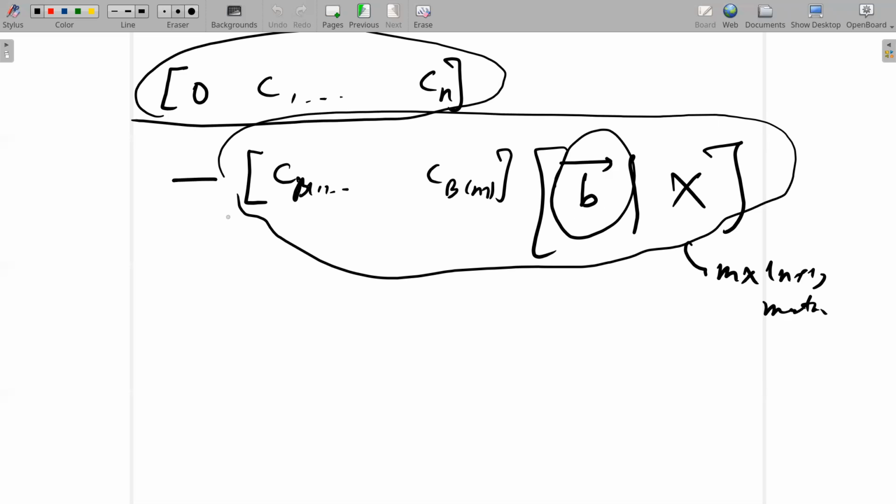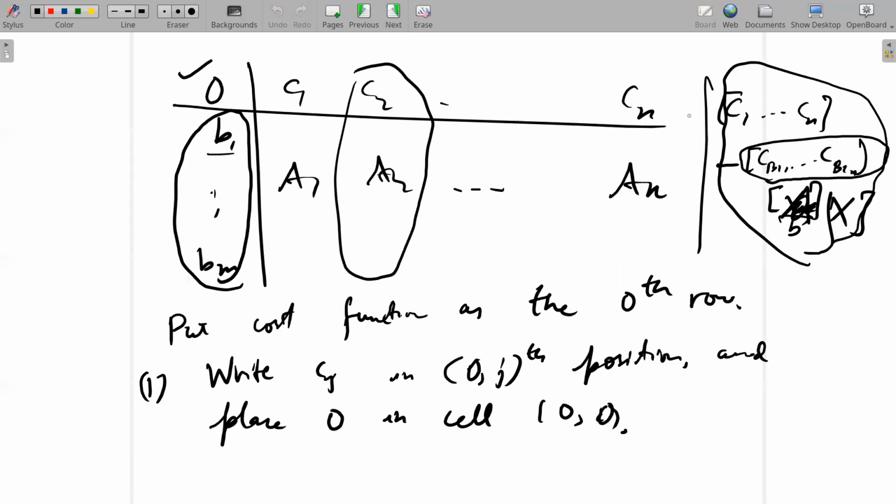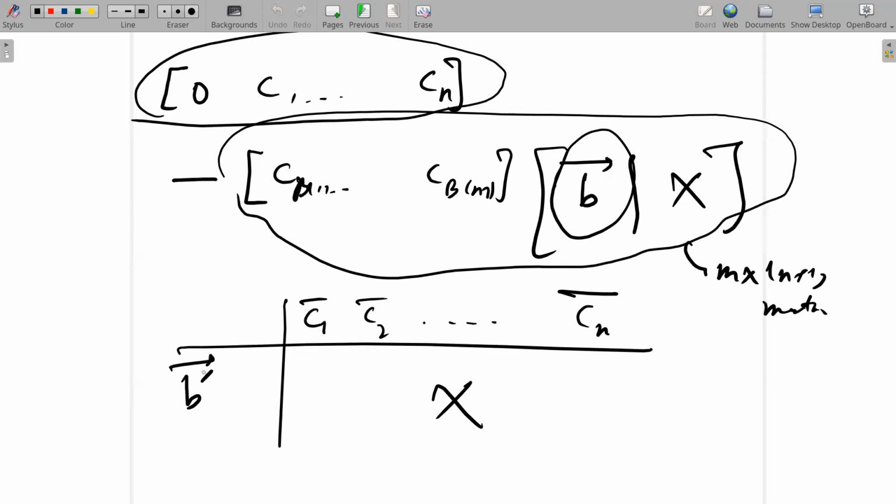Okay. All right. So after doing this, you will have the modified costs here: C1 bar, C2 bar, Cn bar, x here, and b prime. I should write b prime because remember, whenever we are doing step 2, doing elementary operations, converting the columns b1 to bm to e1 to em, b prime is in fact essentially giving you a recipe to read off the basic feasible solution. Okay, and here you get minus cost of current BFS, the BFS corresponding to this b prime.